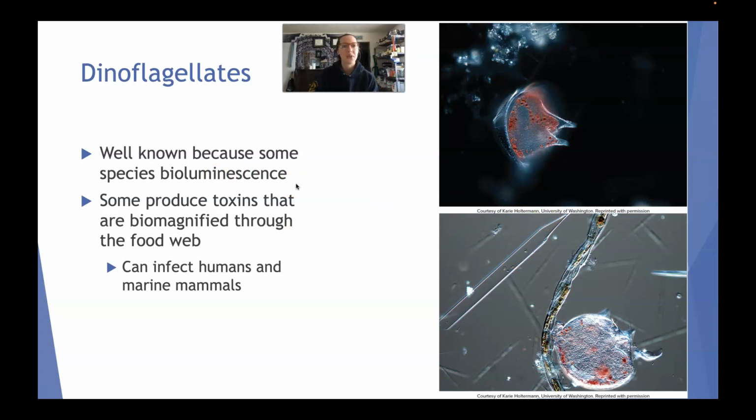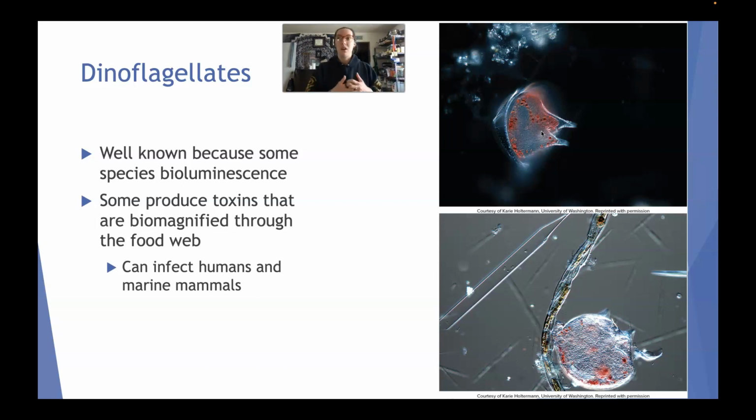Other ones can also produce toxins that are then biomagnified through the food web. Biomagnification simply means that if a creature ingests a toxic animal, then they have that toxin in them, and if they get eaten, then the one that eats them is also going to contain that toxin. It'll just continue up the food web. This can also infect humans and other marine mammals.